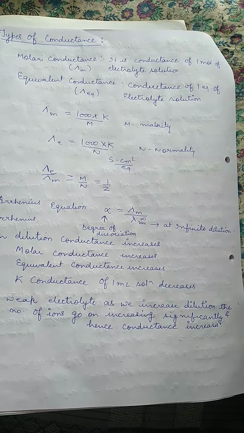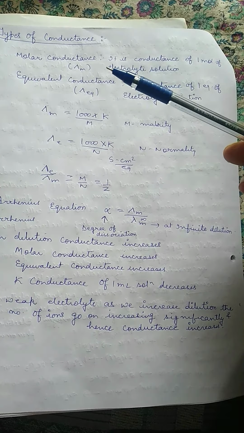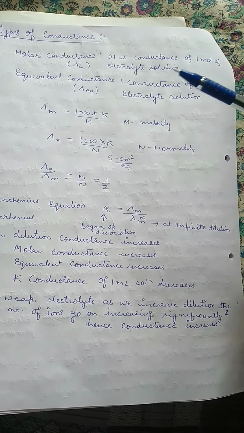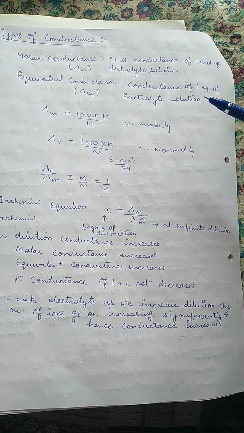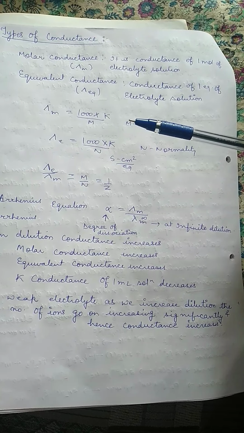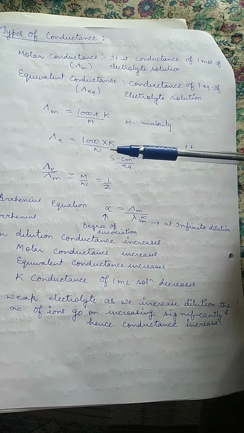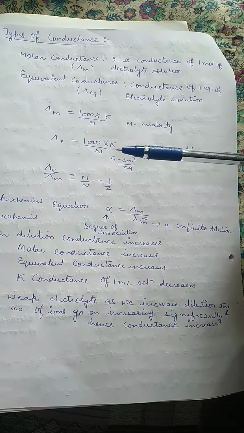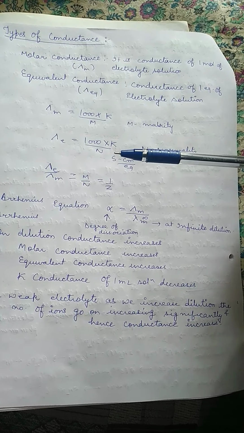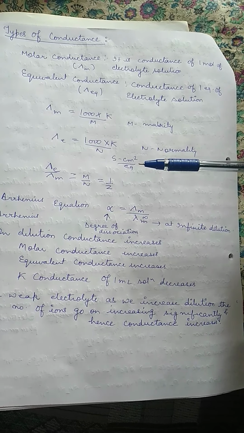So what are the types of conductance? What is molar conductance? Molar conductance is represented by Λm. It is the conductance of 1 mole of electrolytic solution. What is equivalent conductance? Conductance of 1 equivalent of electrolytic solution. As far as the formula is concerned, Λm is equal to 1000 into kappa upon M, where M is molarity. And as far as equivalent conductance, that is ΛE, is concerned, 1000 into kappa upon N. The difference between Λm and ΛE is that here the molarity term is being used, however in equivalent conductance we are using normality, and this is the unit of ΛE.